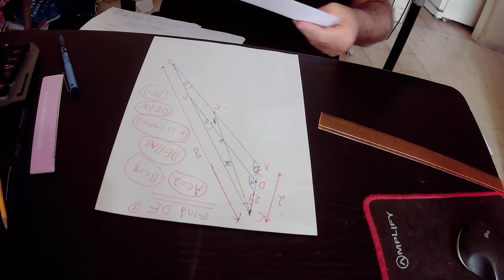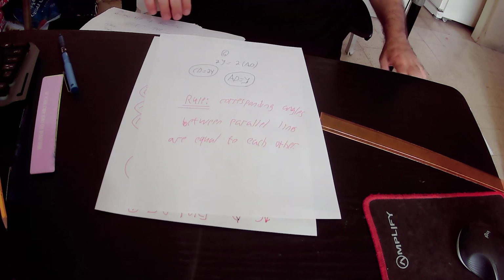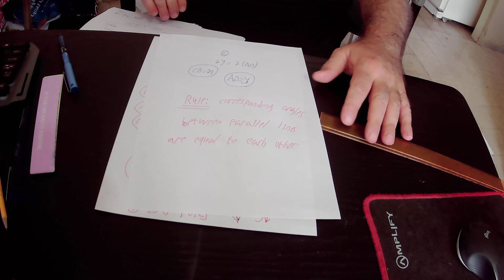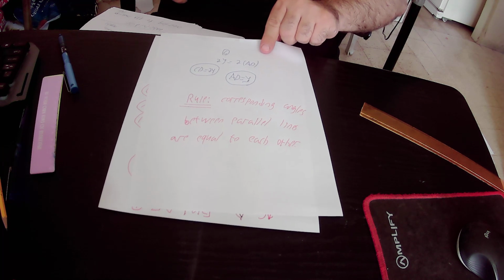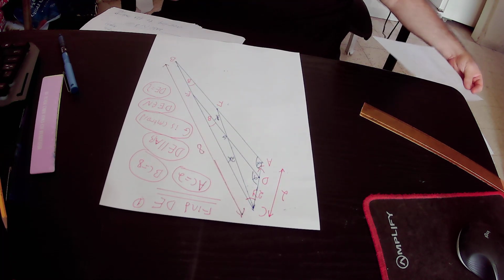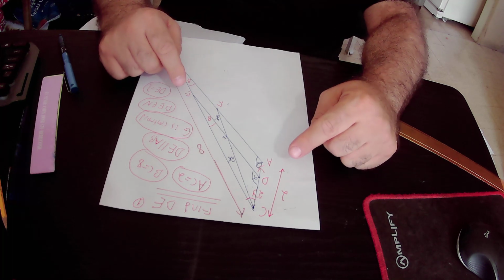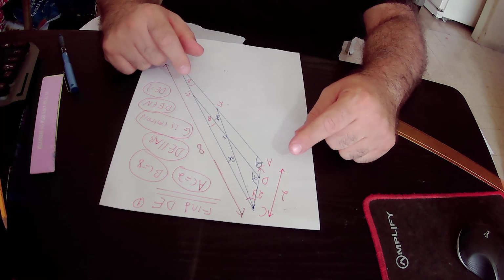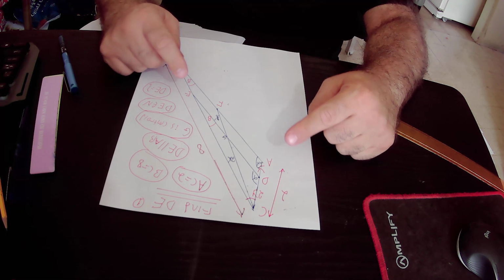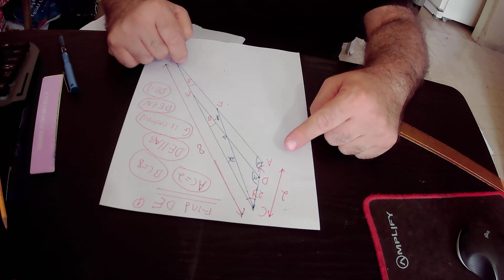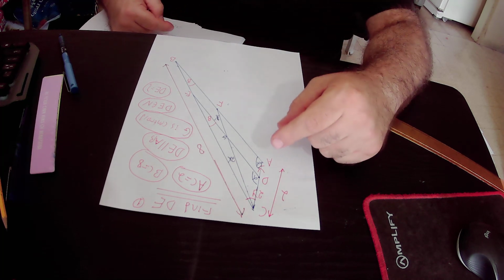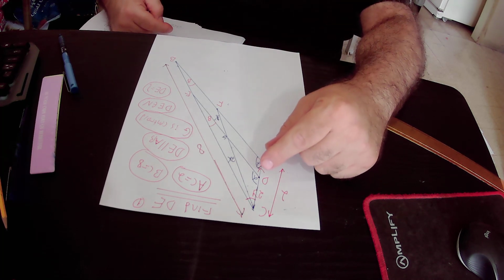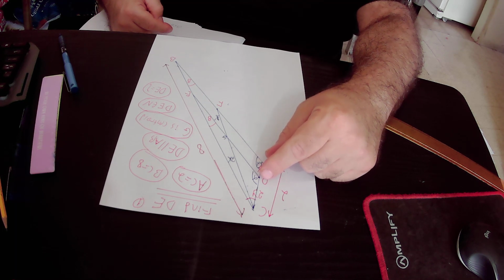Then we actually have another rule. The rule states that corresponding angles between parallel lines are equal to each other. Okay? And we know that line DE is parallel to line AB. So we have here two corresponding parallel lines. We know that line DE is parallel to line AB. Therefore, according to the rule that I mentioned, the corresponding angles will be equal to each other. Those two corresponding angles will be equal to each other.